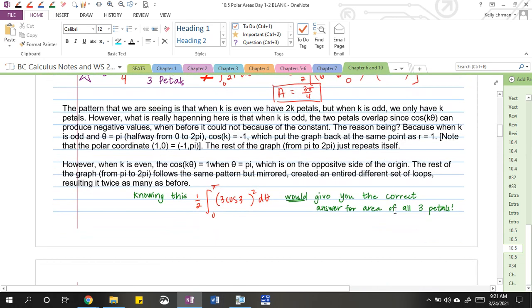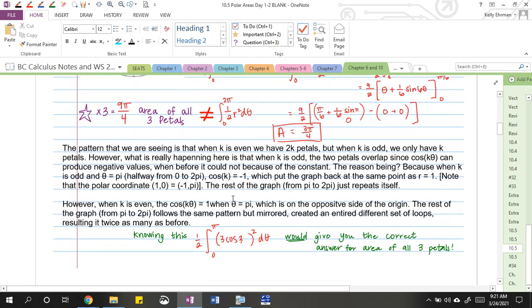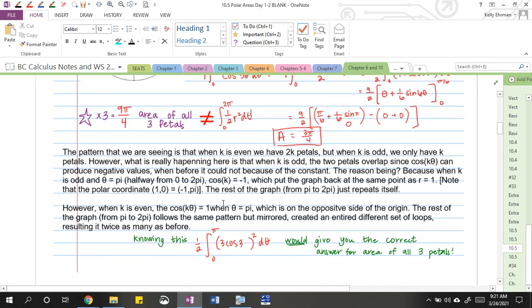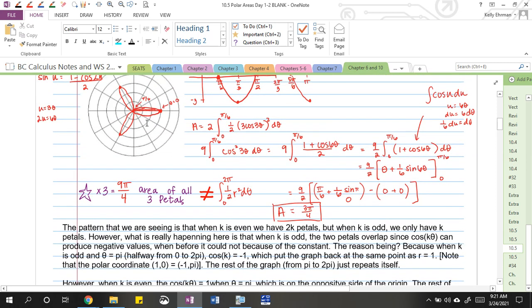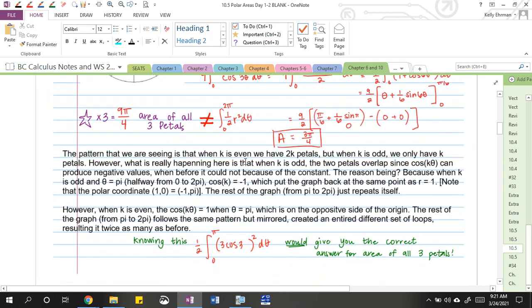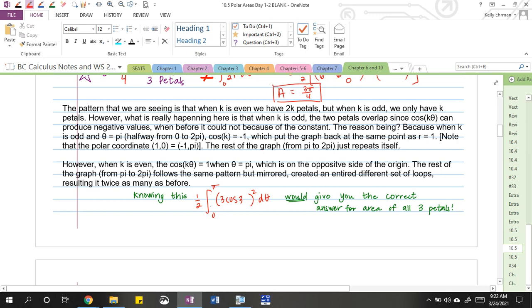But one other thing that this does say at the bottom, now I don't know if you have this written in or not, but since I know if I were asked to find the area of all 3 petals, I could find the area of one petal and triple it. Or if I do graph the whole thing and I figure out that it completes its graph from 0 to pi, then if I set up the 1/2 r squared d theta from 0 to pi, I would get the correct answer. So you can do the whole thing.